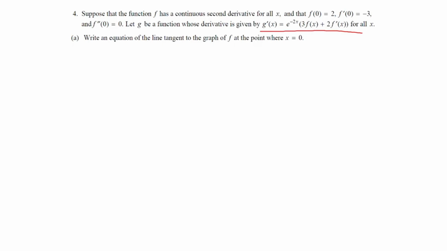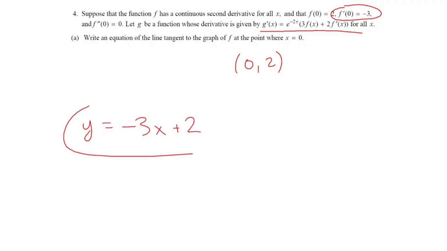We want an equation of the line tangent to f when x is 0. Well, that should be pretty straightforward. If f of 0 is 2, we have the point (0, 2), and f prime of 0 is -3. We just write y equals our slope of -3x plus our y-intercept of 2. And that's all there is to part A. 1 point for part A.